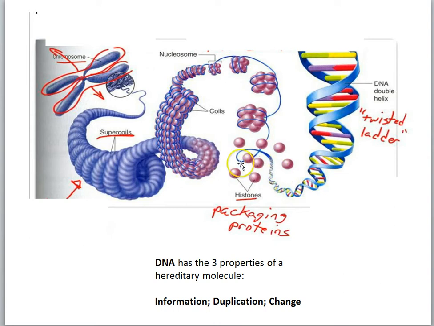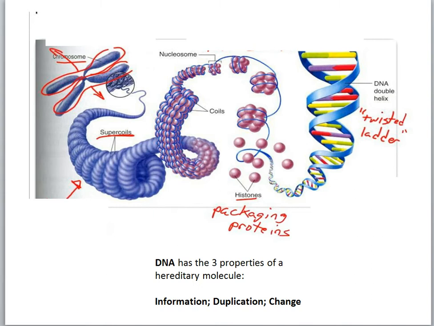This really long DNA molecule is going to wrap around these histones and coil up even more into coils and supercoils until we have a really compact structure. And the compacted structure of DNA wrapped around proteins is called a chromosome. Now, as we continue our study of reproduction and heredity, we're going to be identifying DNA as the molecule of heredity. It's the molecule that has those three properties. It has the capacity to store information, it can be duplicated, and the information can change, thus accounting for evolutionary change.